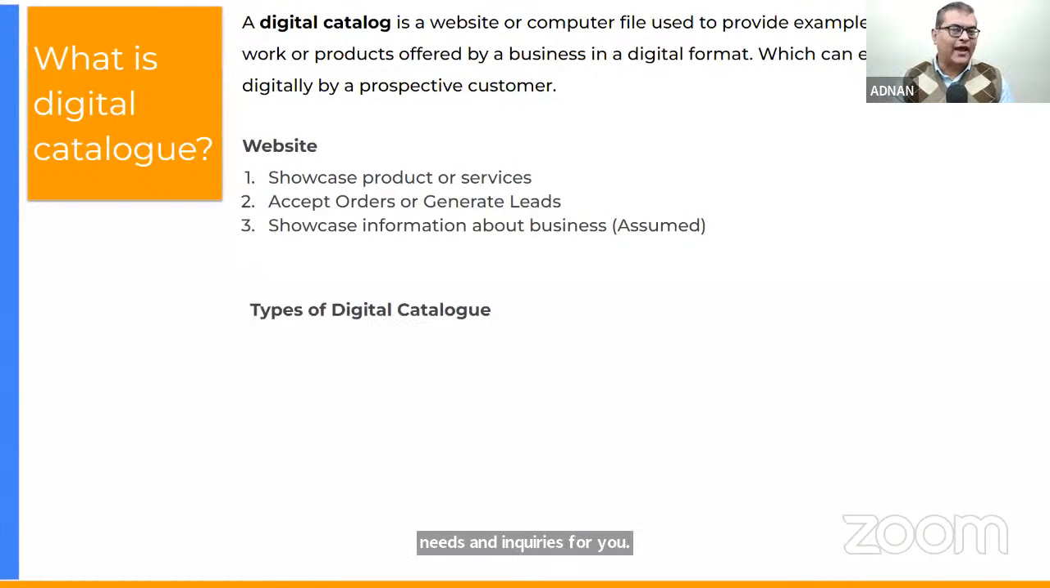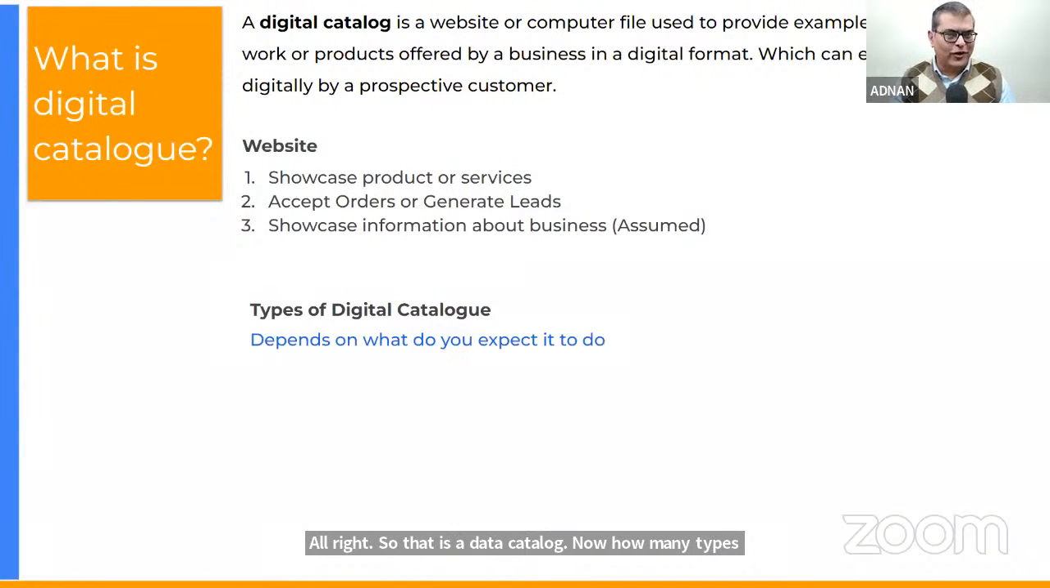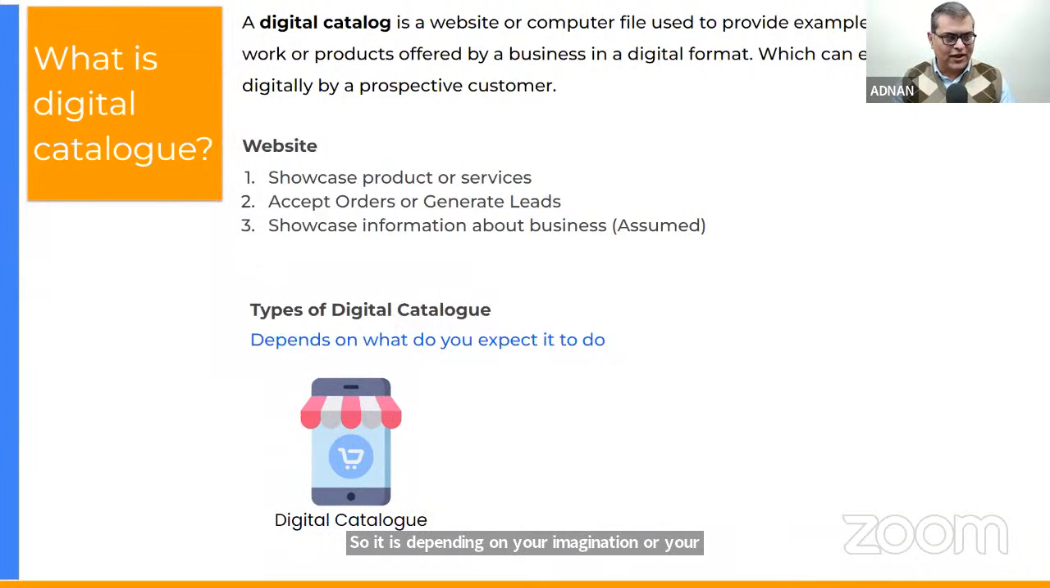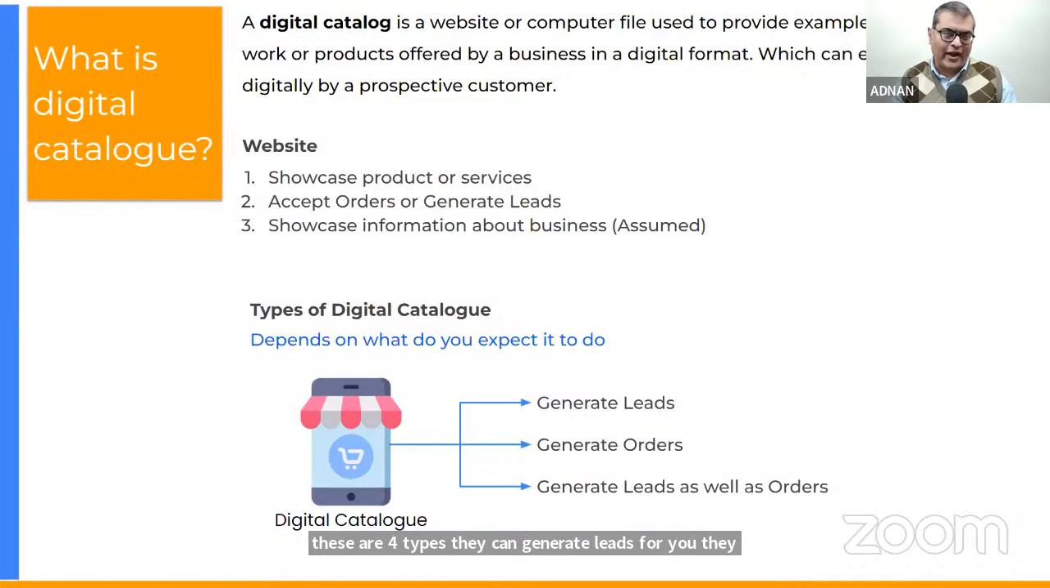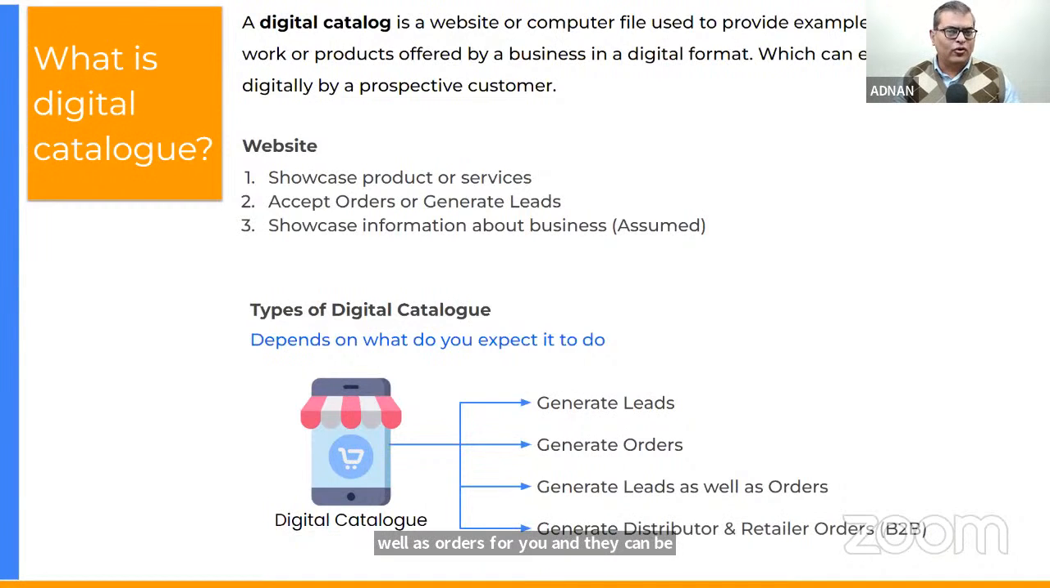Now, how many types of digital catalog can be there? It depends on your imagination or your requirement. There are many types of digital catalogs that you can create. Broadly, if we have to classify them, there are four types. They can generate leads for you, they can generate orders for you, they can generate leads as well as orders for you, and they can be used for distributors or retailers. Regular B2B ordering is something that can also be done, right?